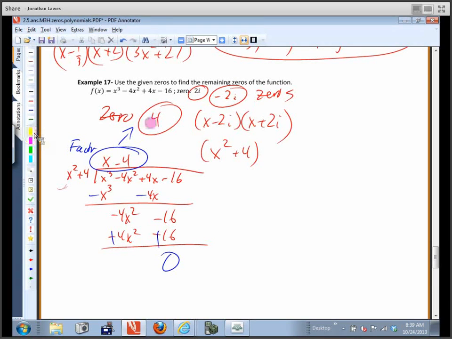So 1, 2, 3 zeros. Got them all. It's degree 3. It's going to have 3 zeros. We found them all. They gave us one imaginary one. That means they really gave us 2. All we had to do was find the factor that would correspond to those 2, do the long division, and out drops the other answer. Any questions?